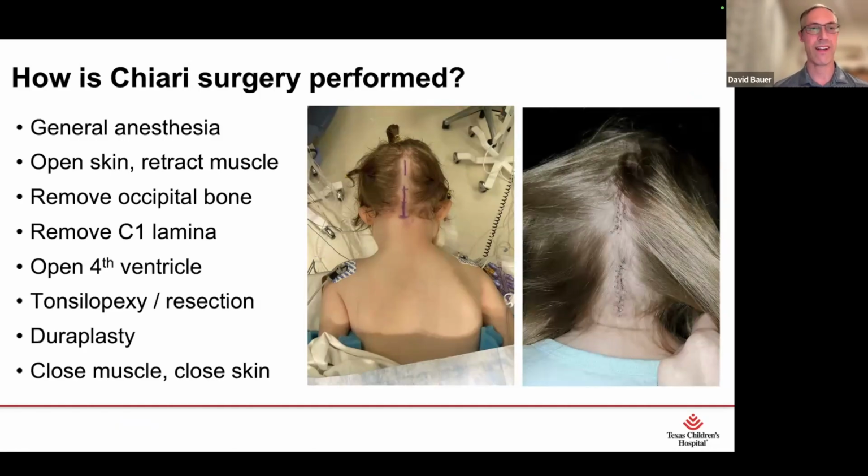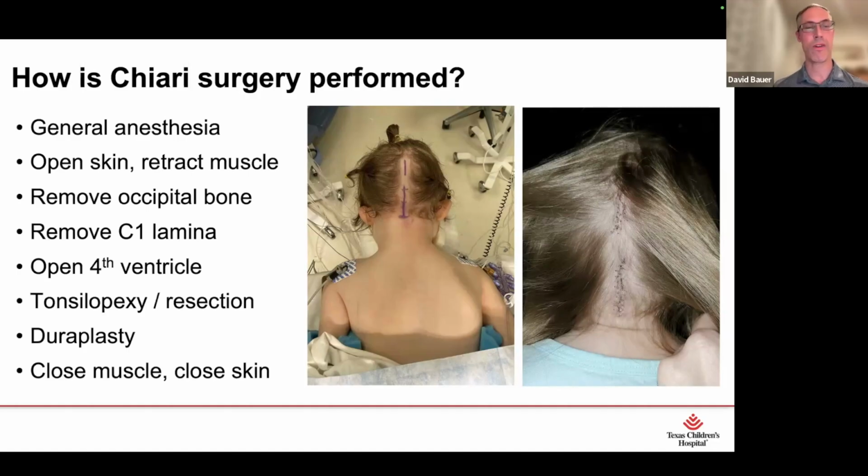You have to open the skin and move the muscles back. And then you remove some of the bone in the back of the skull to give additional room. Often remove the C1 lamina, which is the roof of the first cervical vertebrae. And then often opening the dura, the covering around the brain, looking at the outflow of spinal fluid to make sure there's no blockage, potentially resecting or cutting off part of the cerebellar tonsil, or tonsillopexy, which means cauterizing the tonsil, and then closing the muscle and closing the skin.